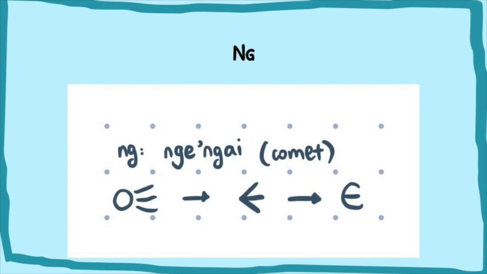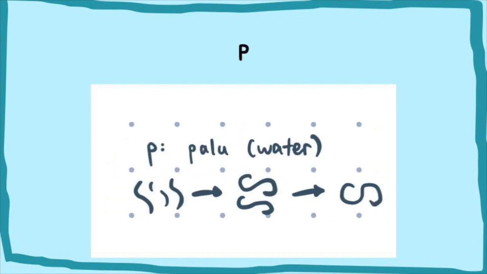Nga. This letter comes from the word ngao, meaning comet. It evolved from the drawing of a comet and its tails. The letter is written in two strokes, the curve first, then the horizontal line. Its name is nga.